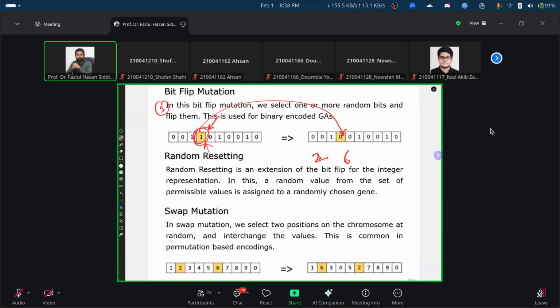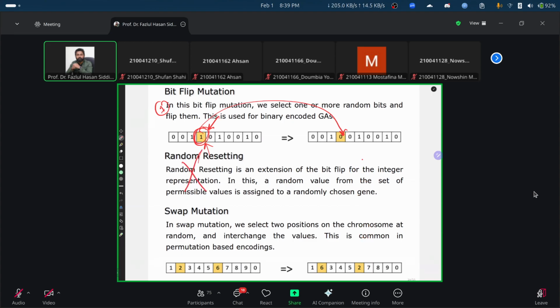I mean, just mirroring. If it is in row number 2, if you mirror it, it will go to row number 7. So it's like 1, 2, 3, 4, 5, 6, 7, 8. If we flip 2, then it will go to 7. If we flip 3, then it will go to 6. If we flip 4, then it will go to 5. So it's like a flipping. This is called the bit flip mutation.